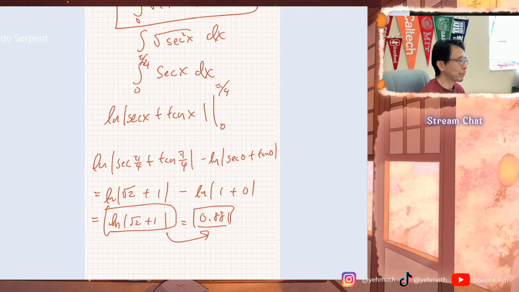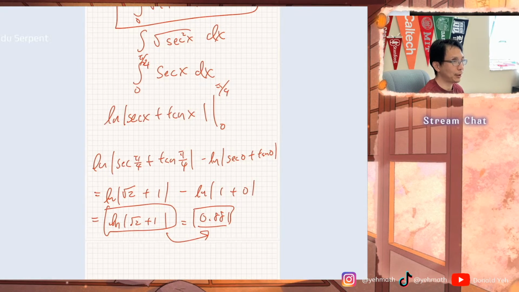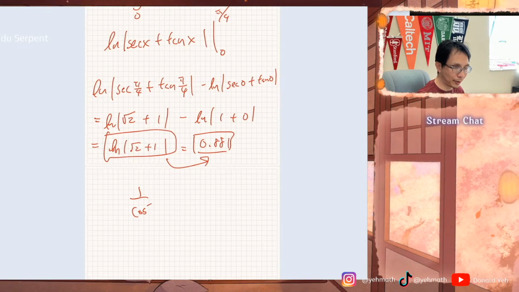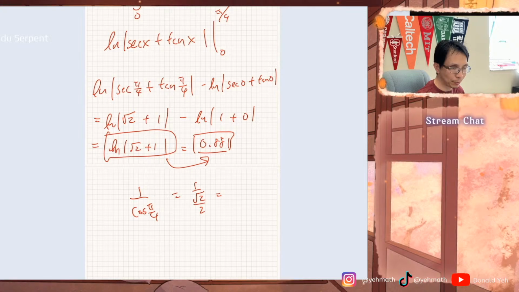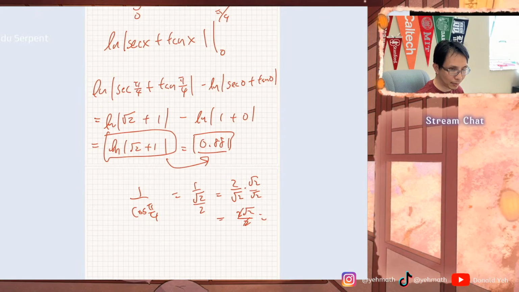I'm sorry, how did you get secant of pi over 4 again? That means 1 over cosine of pi over 4. So 1 over cosine of pi over 4 is equal to 1 over square root 2 over 2. So it'll be 2 over square root 2. Rationalize it, so it'll be 2 square root 2 over 2. The 2s cancel out, square root 2.